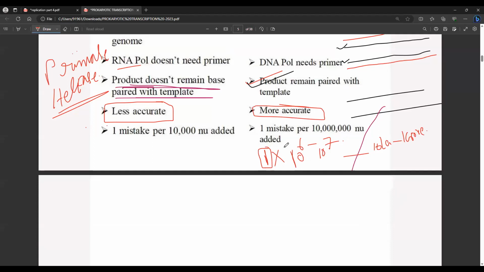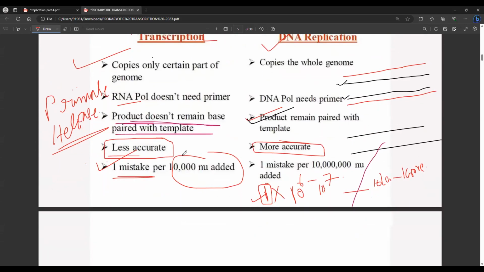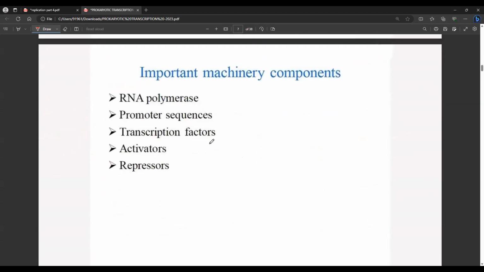And a very interesting point is that, friends, even though it made a single mistake, what's the point? That single mistake can also be repaired by DNA repair mechanisms. We will see it. But if you look into the RNA polymerase enzyme, it makes one mistake out of every 10,000 nucleotides added. It doesn't mean that it is not an accurate process. It is accurate, but compared to DNA replication, friends, it is less accurate. That is what I'm trying to explain to you.